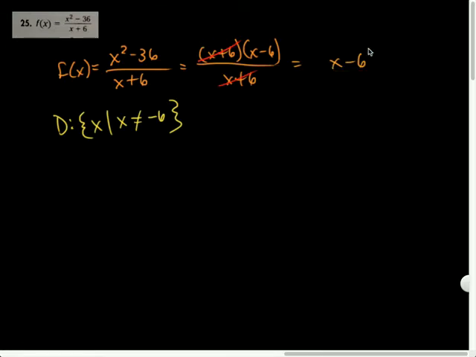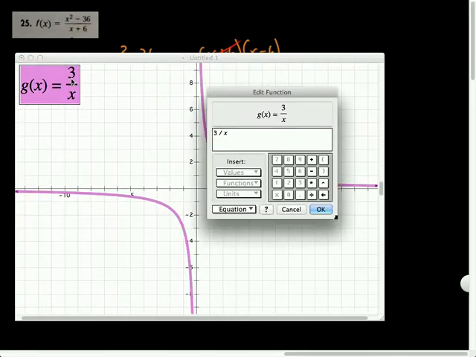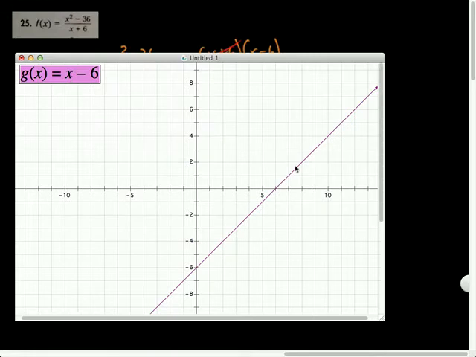So if I wanted to graph this, this is going to look like the line y equals x minus 6, which has a y-intercept of -6, a slope of 1, up 1 over 1, up 1 over 1, except there's going to be a hole in the graph. For the sake of time, I'm just going to use my software here. So this is x minus 6. There we are. So there's our graph, right?